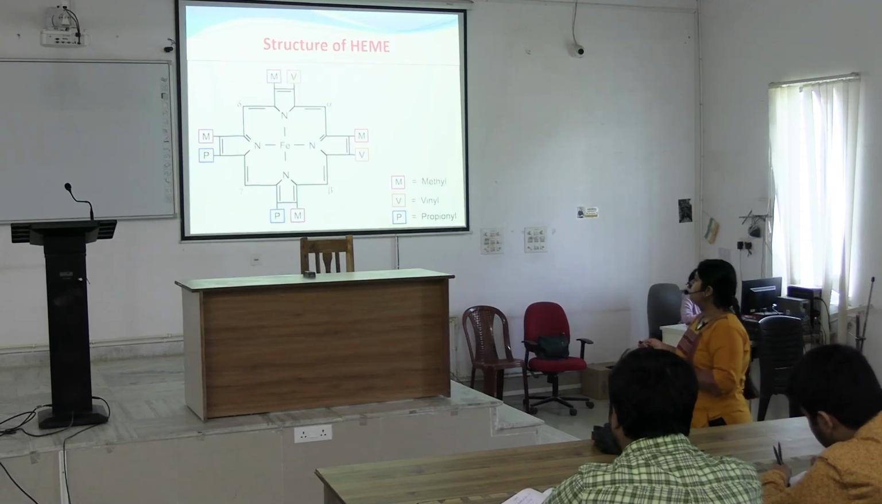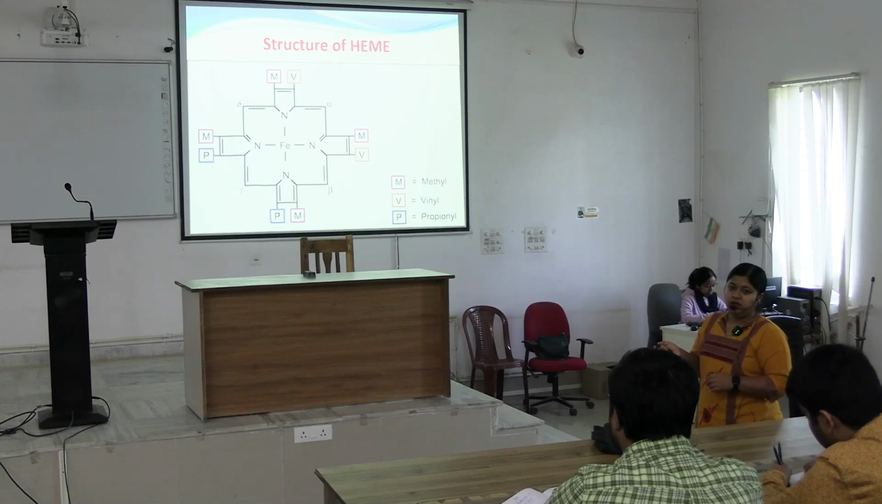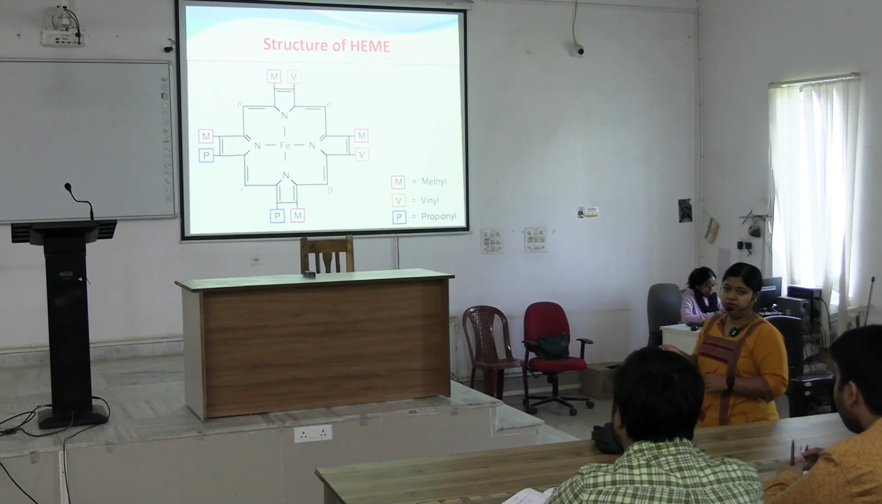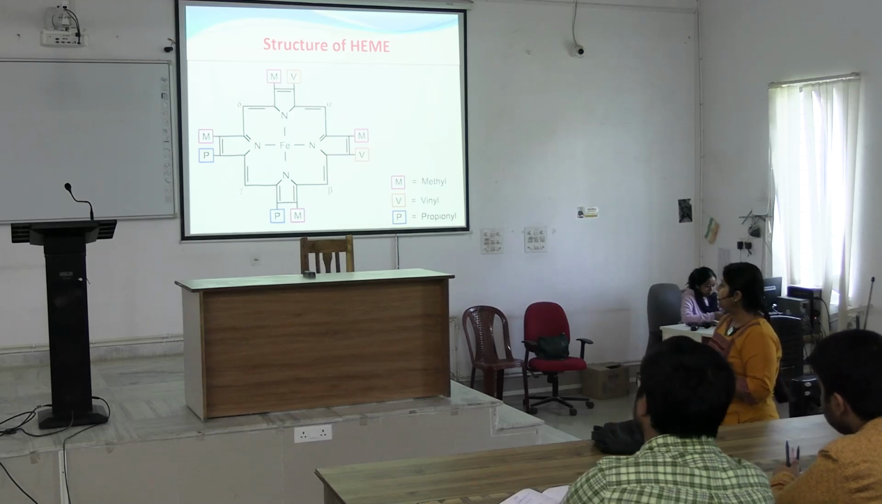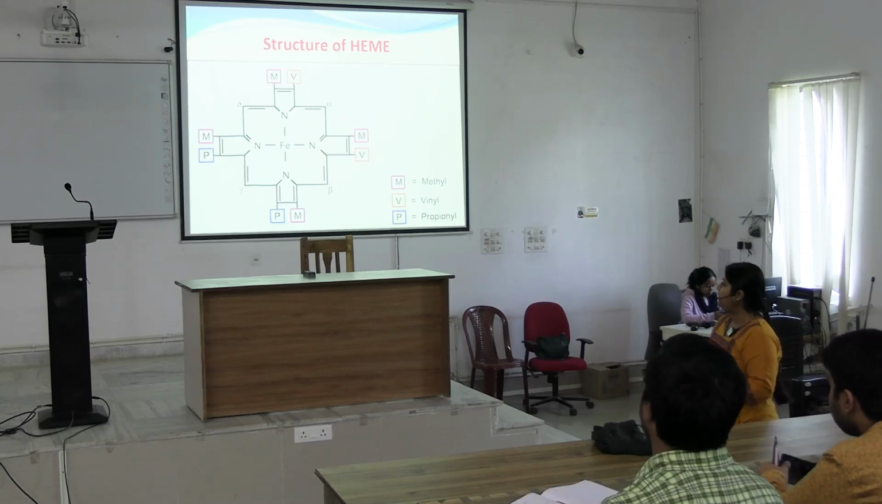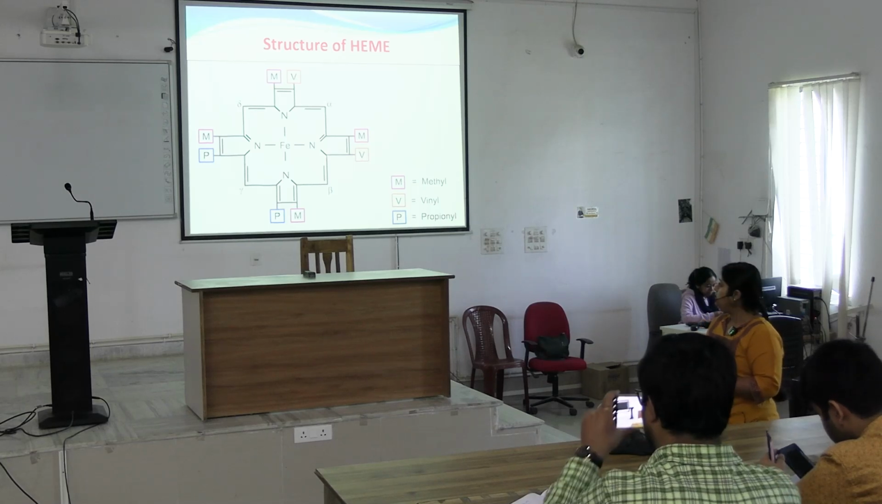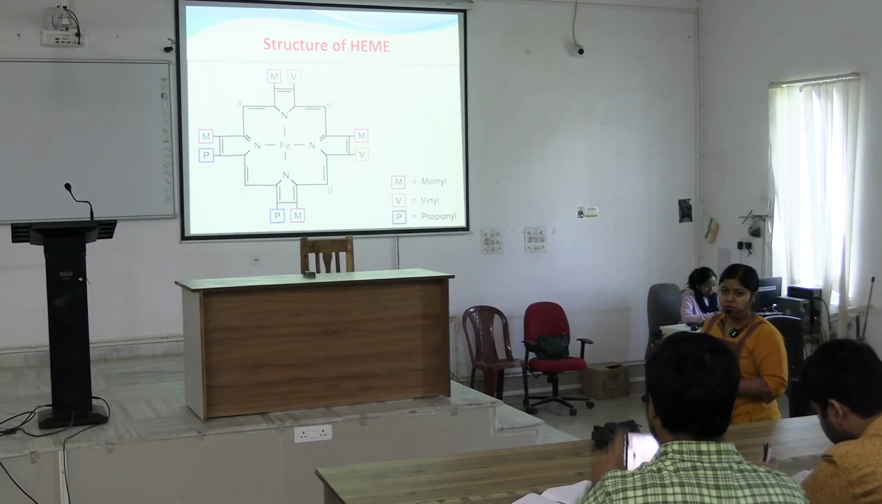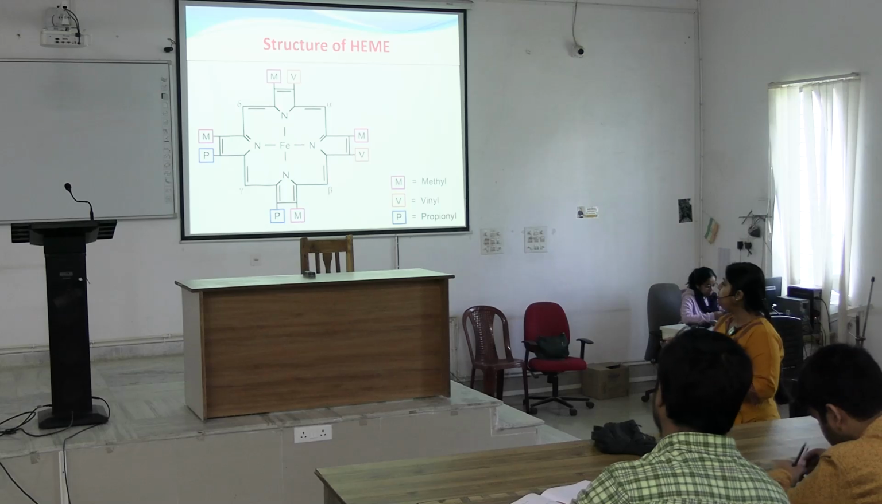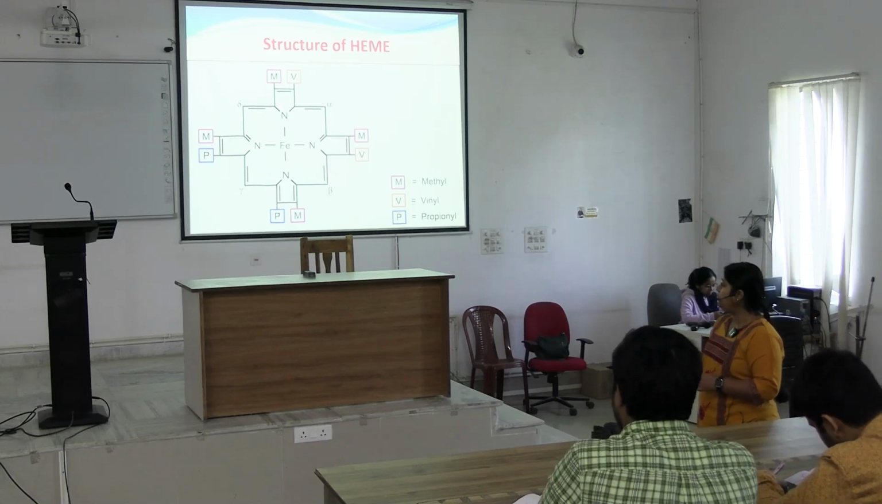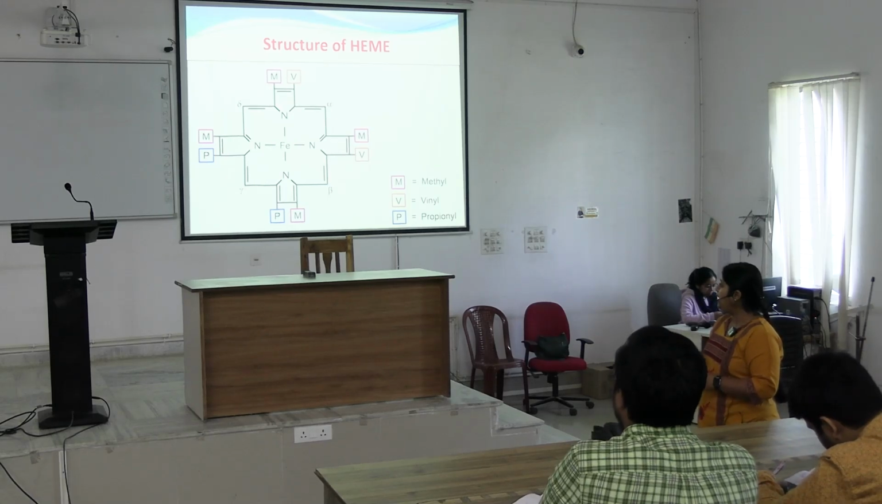So this is the structure of heme. You have to remember this for your exam also. This is the structure of a heme tetrapyrrole. Tetra means 4 pyrrole rings are there, linked by methenyl bonds. So this is 1, 2, 3 and 4.